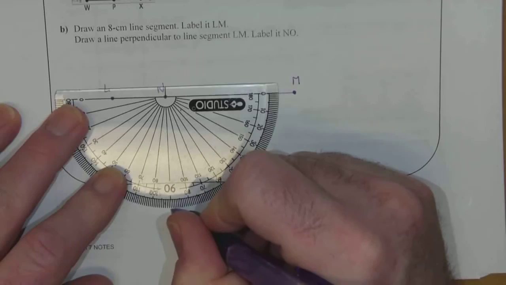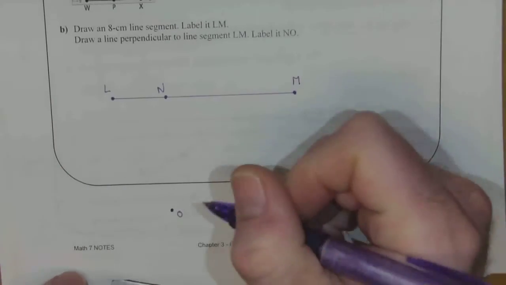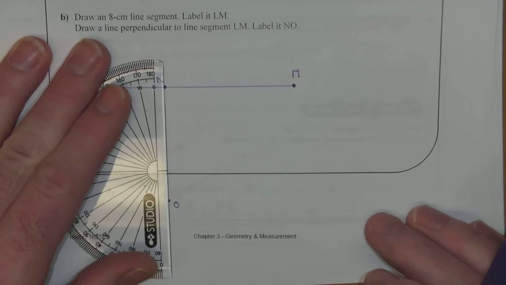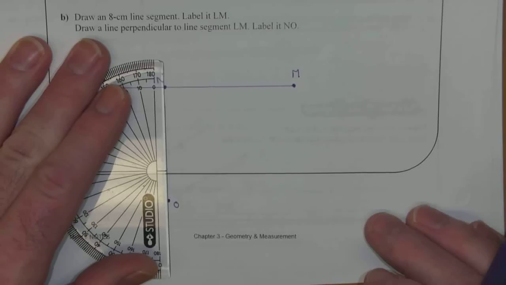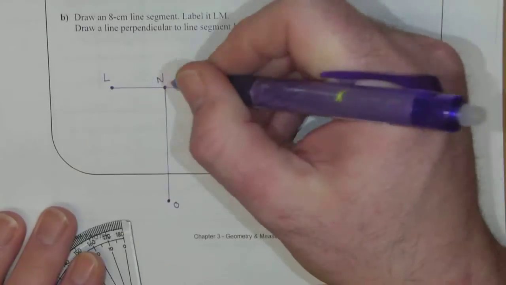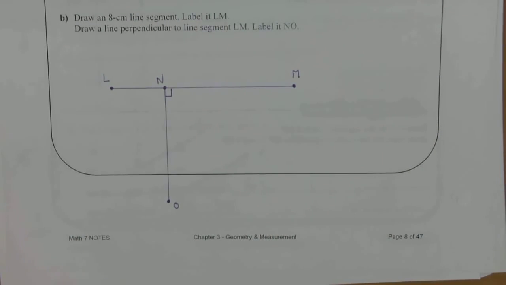Mark a point at 90 degrees here. That's going to be my point O. Then use a straight edge to connect NO. And I know that that's 90 degrees, so I'm going to mark it as such.